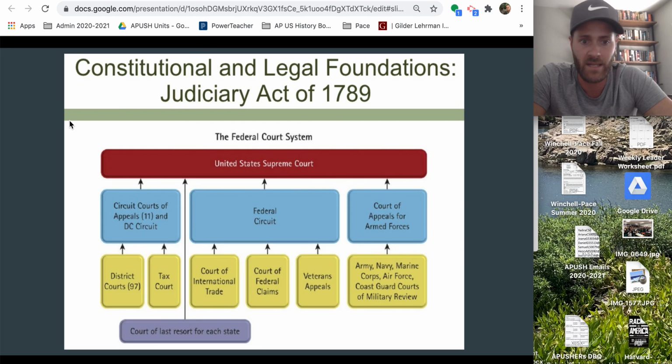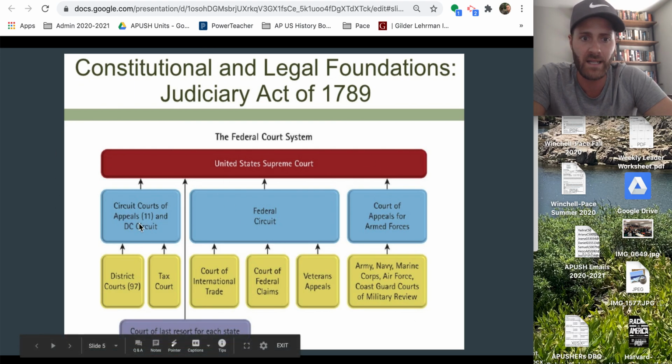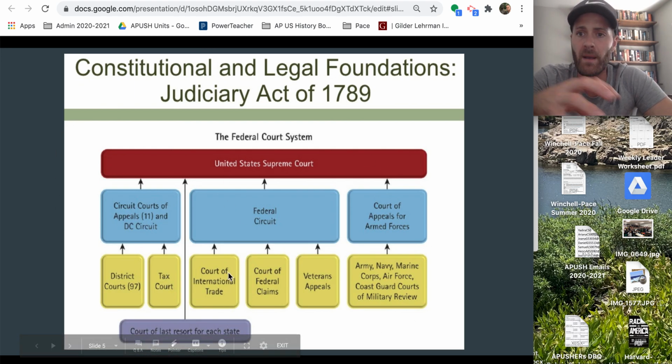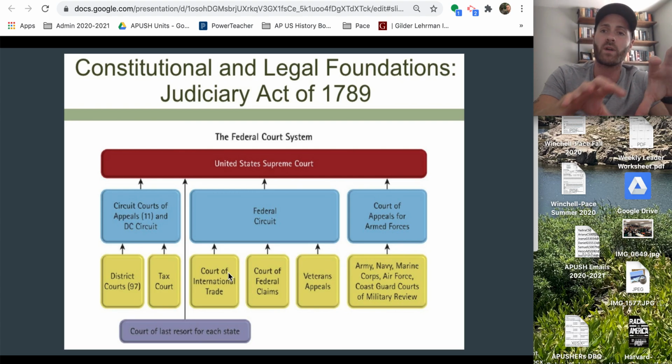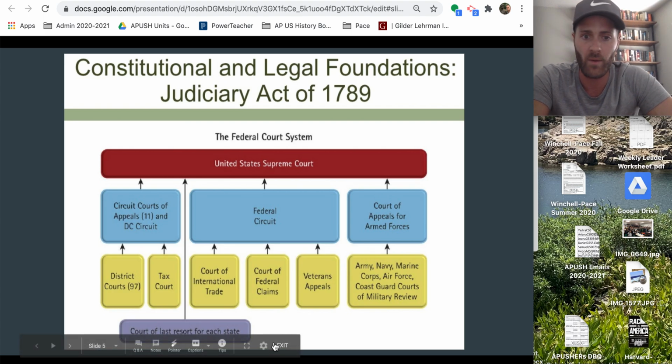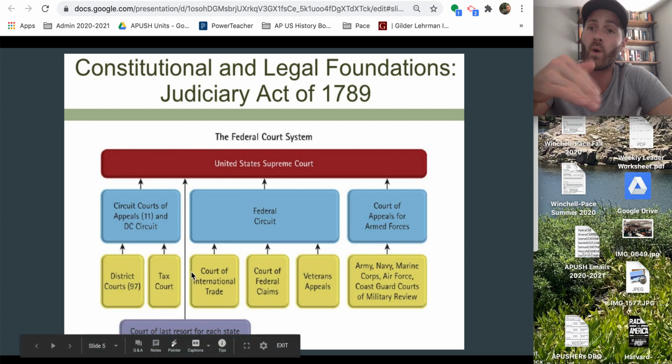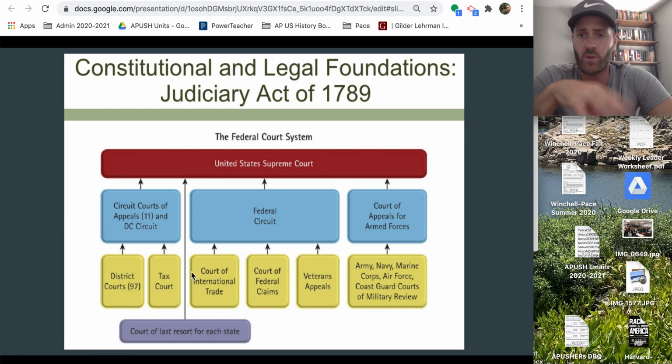All right, so what it does is it creates this idea that based on the type of case that we're dealing with, there's different ways in which the court system works itself out on the way to the Supreme Court. Now, this is not going to be necessarily incredibly important for you this year until AP Gov next year, but understanding that Congress creates a more effective legal system with the Judiciary Act of 1789 is very important.